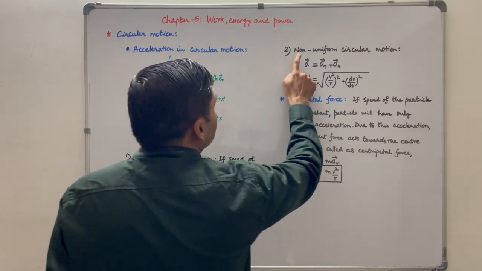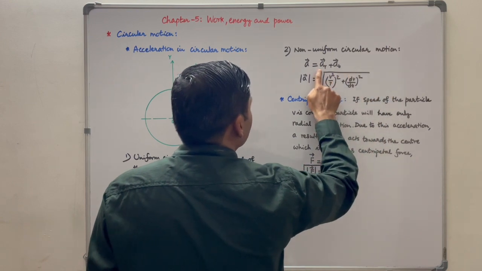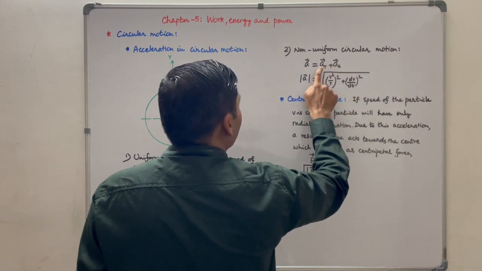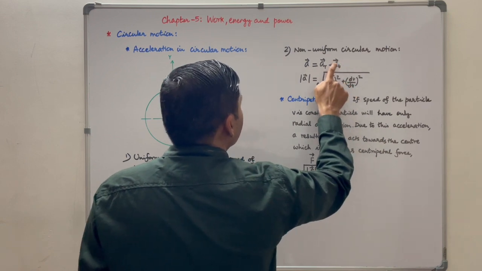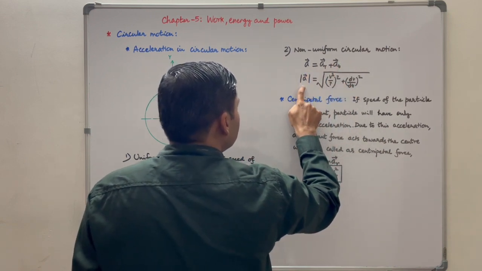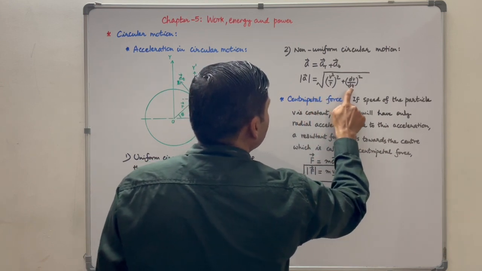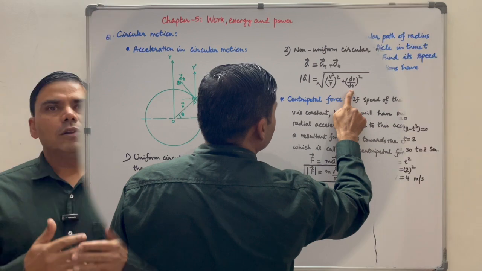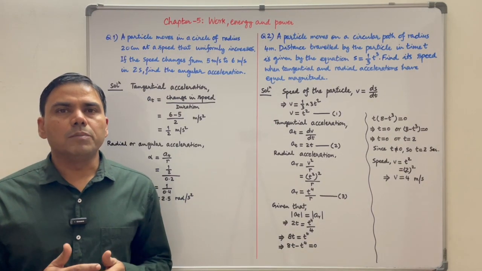If particle is having non-uniform circular motion, it will have two non-zero components of acceleration. One is radial acceleration, another is tangential acceleration. Magnitude of resultant acceleration is equal to under root of v square by r whole square plus dv by dt whole square. Now let us solve a few questions based on what we have learned so far in circular motion.